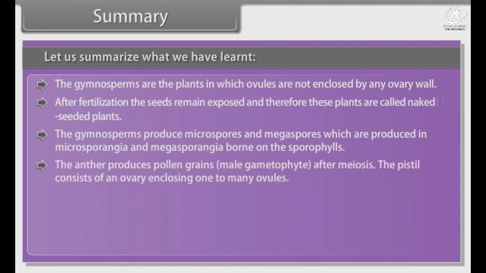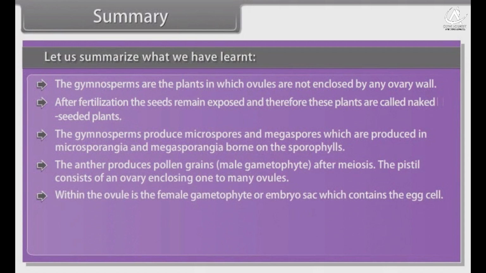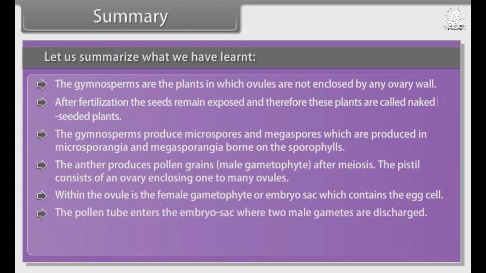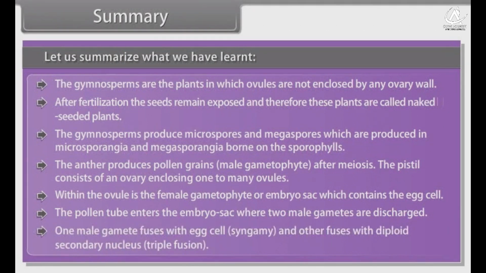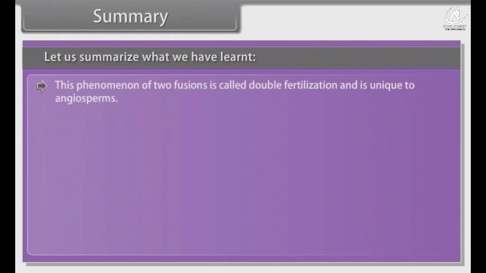The anther produces pollen grains, male gametophyte, after meiosis. The pistil consists of an ovary enclosing one to many ovules. Within the ovule is the female gametophyte or embryo sac, which contains the egg cell. The pollen tube enters the embryo sac, where two male gametes are discharged. One male gamete fuses with egg cell, syngamy, and other fuses with diploid secondary nucleus, triple fusion. This phenomenon of two fusions is called double fertilization and is unique to angiosperms.